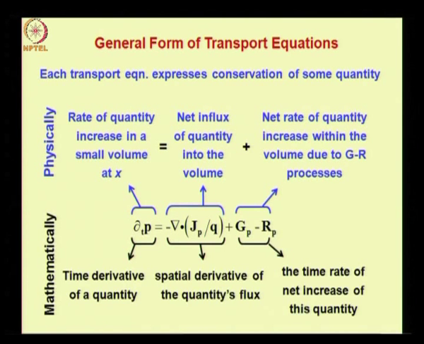Now in mathematical terms, which will be very useful for us, the equation has the following form: the time derivative of a quantity is equal to the negative sign and spatial derivative of the quantity's flux plus the time rate of net increase of this quantity. So these are called source terms.